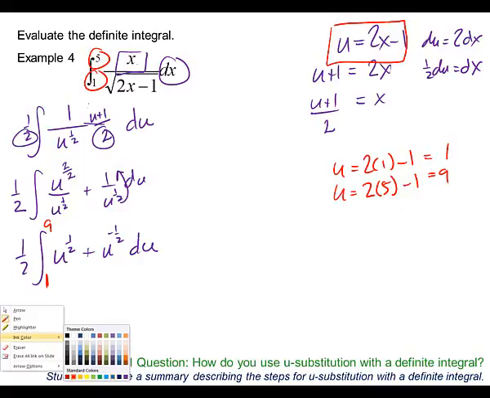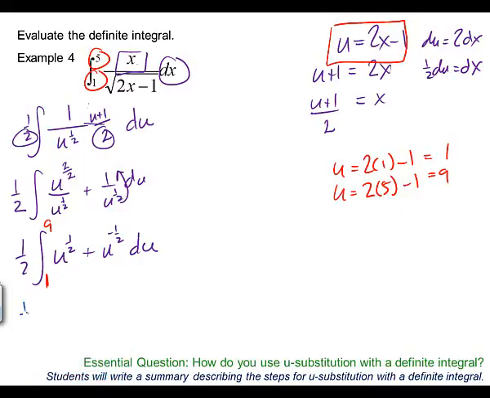I'll go to a different ink color. All right, let's go ahead and integrate. So we have 1/2. We're going to get u to the, what? 3/2 divided by 3/2, or multiplied by the reciprocal, 2/3. Good. I'm going to add 2 over 2 again to this one. So I get u to the 1/2 divided by 1/2, or multiplied by 2. I'm going to go from 1 to 9.